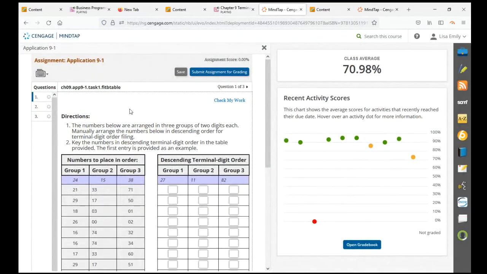Good morning. I want to speak with you all a little bit about terminal digit order filing. It's chapter 9 in your textbook. The reason we do filing this way is because sometimes files have very, very long numbers. So they decided that that was very confusing, so they would start breaking them down into groups of 3 in this case. The number you're going to file by is the one on the far right end.